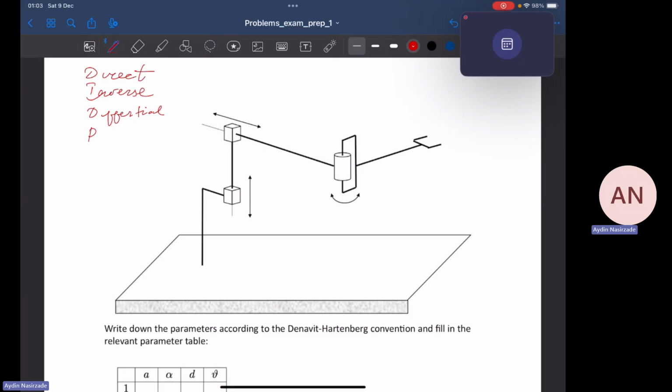which contains Jacobian matrices and singularities. You are going to have some theoretical questions on redundancy, and what else? Yeah, maybe some theoretical questions on singularity and stuff like that. And what was the last lesson? I think that's it. And of course, trajectory planning.